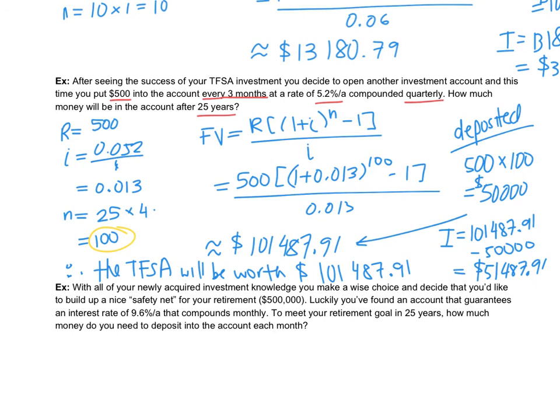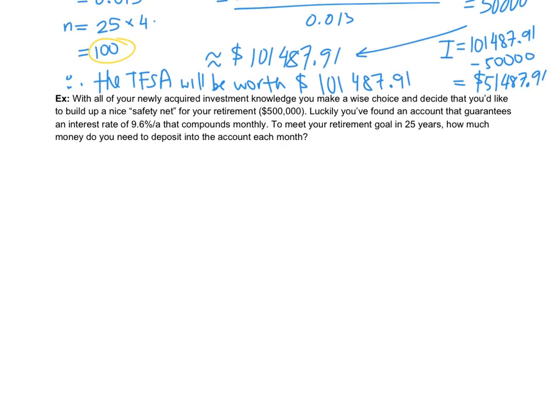All right, final question. With all of your newly acquired investment knowledge, you make a wise choice and decide that you'd like to build up a nice safety net for your retirement. So we want $500,000. Luckily, you found an account that guarantees an interest rate of 9.6% per annum that compounds monthly. To meet your retirement goal in 25 years, how much money do you need to deposit into the account each month? So I know this is an annuity question because I see the word deposit, but unlike the other ones, they tell me the end goal. They tell me the future value, and instead they don't tell me the regular deposits.